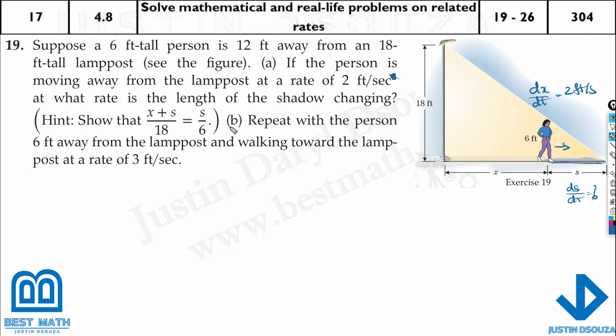And part B we will do later. So what is given? Since it's the writing part, let's write given. We have dx/dt. This can also be written as x prime of t with respect to time, because everything is changing with respect to time. His movement changes this distance, and the shadow also changes with respect to time. That's why we write x(t), or dx/dt. That is given as plus 2 feet per second.